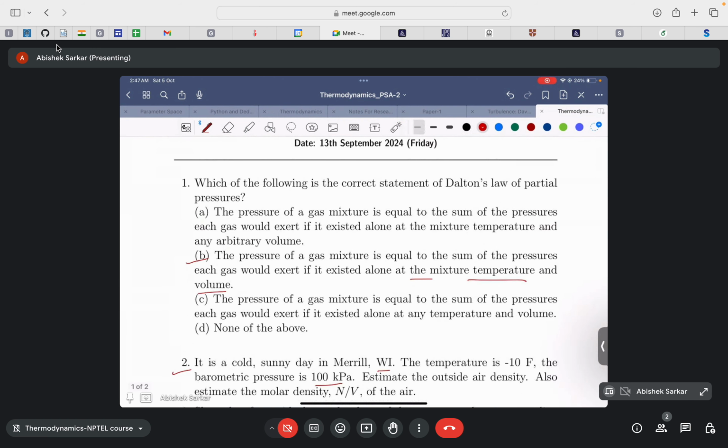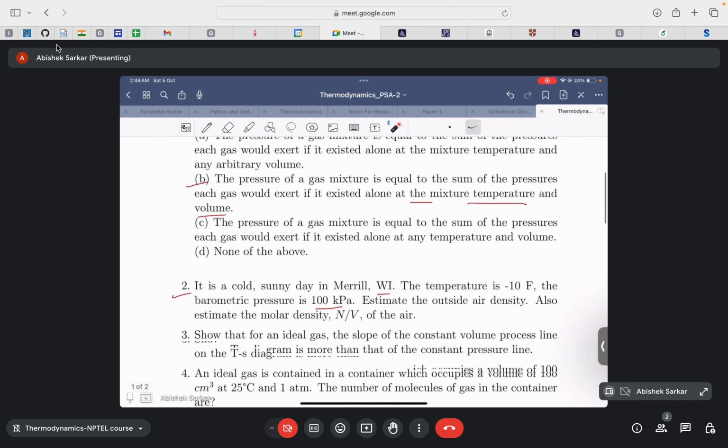The first question was, which of the following statements is the correct statement for Dalton's law of partial pressure? The correct statement is that the pressure of a gas mixture is equal to the sum of the pressures that each gas would exert if it existed alone at the mixture temperature and volume. As I mentioned when we were deriving Dalton's law, for the partial pressure of each and every component, we keep the temperature and the volume occupied by the gas constant in all the cases. So that's why we need to keep that. Not at any temperature, but for that particular mixture temperature and volume.